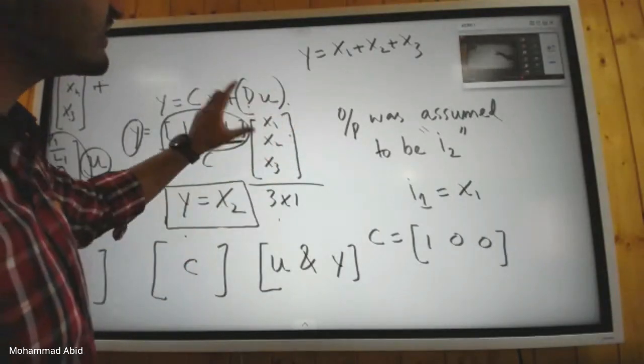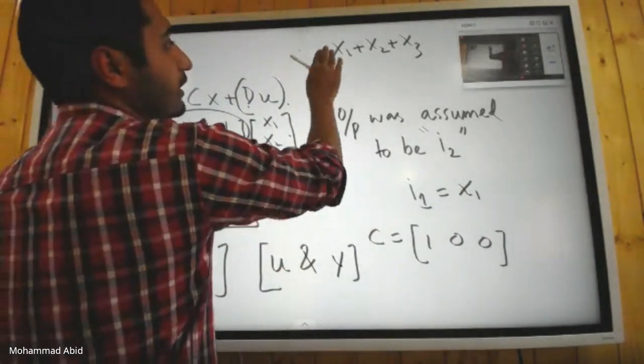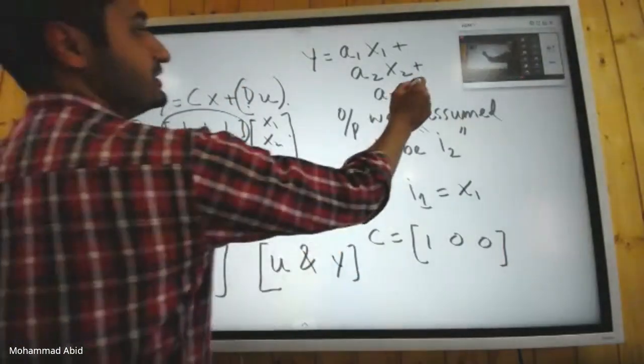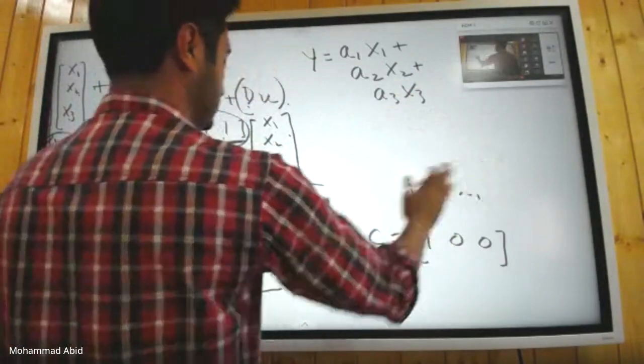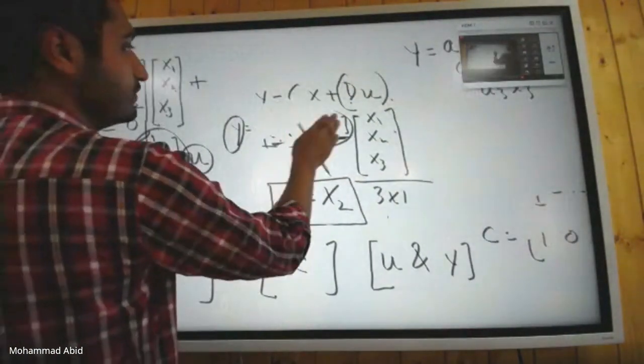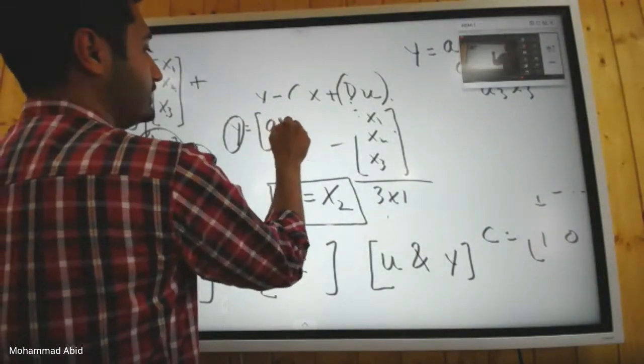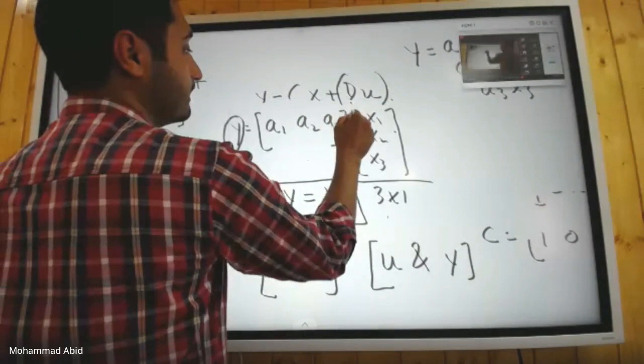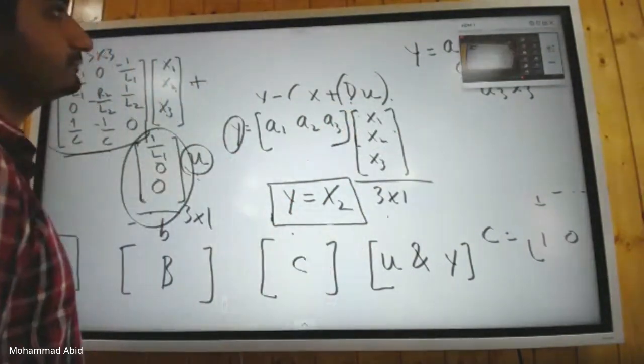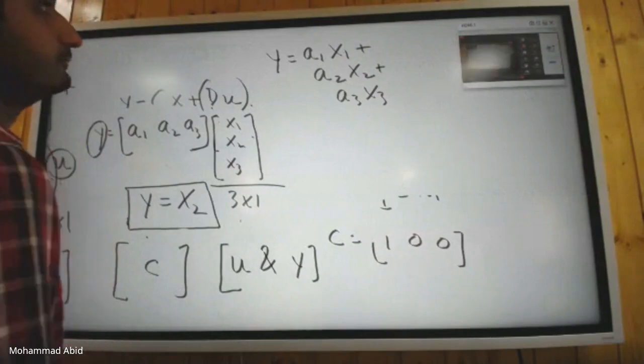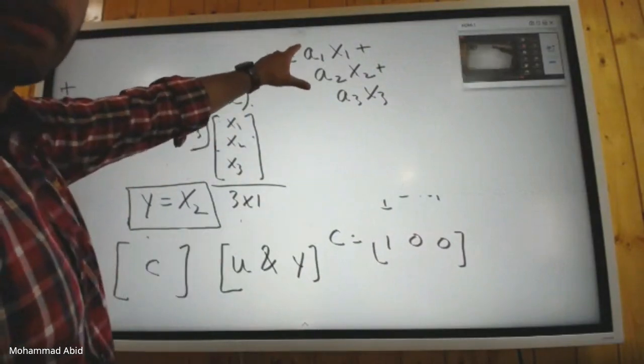If someone is interested in the sum of two, or any linear combination, not necessarily one, it means the output is a linear combination. It's a single linear output: A1 x1 plus A2 x2 plus A3 x3. It will still be a single output. Had it been like this, then it's a general representation, and the entries of your C are A1, A2, A3. It's a linear combination of your states, but still a single output. You're doing the sum here, and you will get one entry.